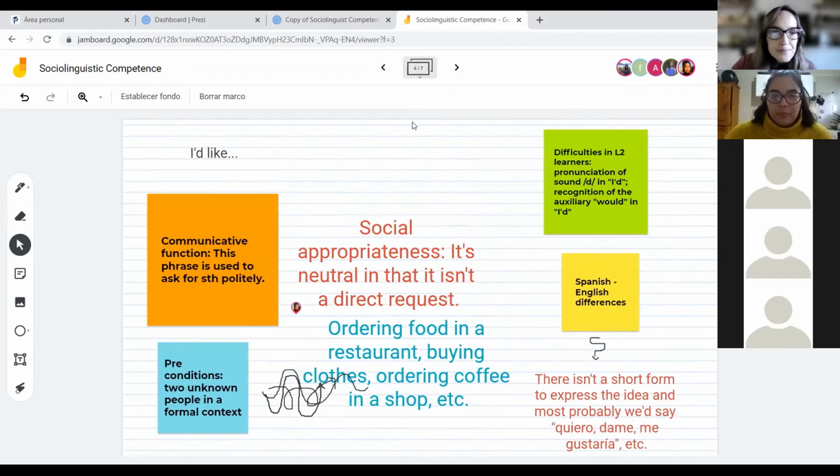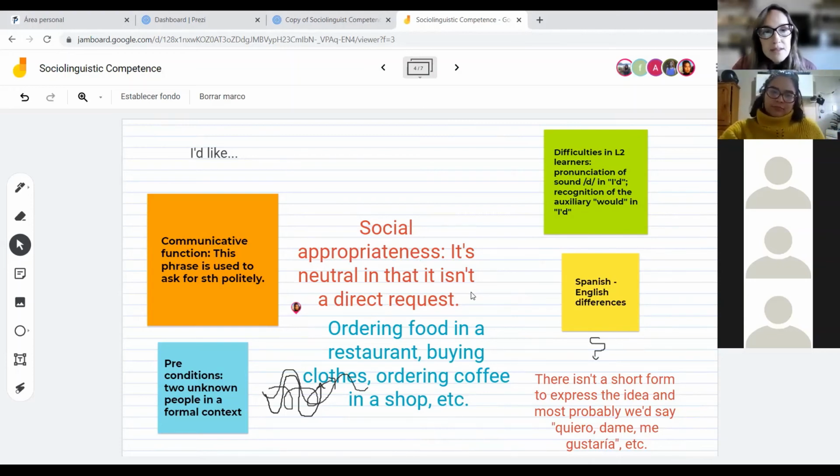Let's see another one. I'd like. Communicative function: this phrase is used to ask for something politely, okay? So, to unknown people in a formal context. For example, what would you ask for? There you have the examples in blue. Here: ordering food in a restaurant, buying clothes, ordering coffee in a shop. Okay, very good. Social appropriateness: it's neutral in that it isn't a direct request. Okay.